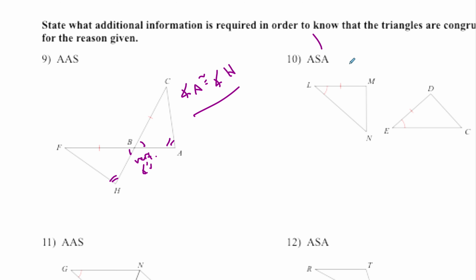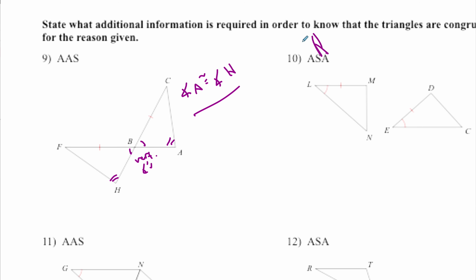So angle, side, angle, meaning we need to have the side between the 2 angles. There's the angle, there's the side, so it's got to be this angle, and it's got to be this angle. So we need to know that angle M is congruent to angle D to get angle, side, angle.